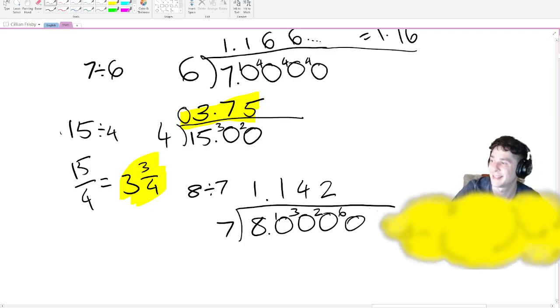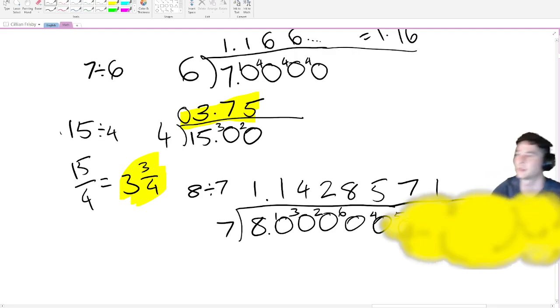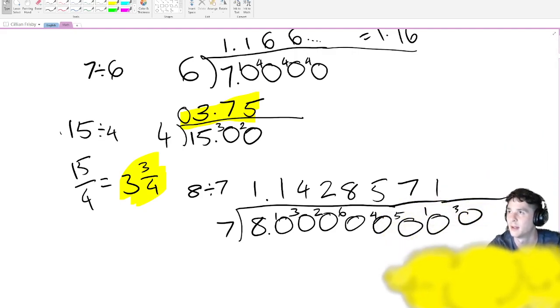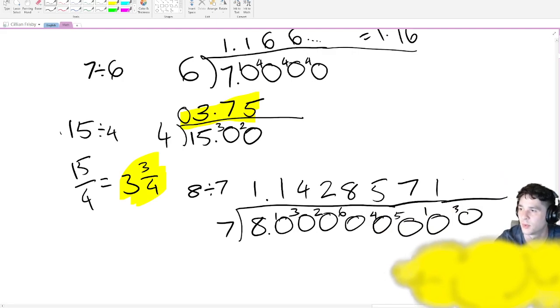7 goes into 60. Oh, can you beat me to it? 56 times. Sorry, 56, which is 8 times with a remainder of 4. 7 goes into 45 times with a remainder of 5. 7 goes into 57 times with a remainder of 1. 7 goes into 10 once with a remainder of 3. And in fact, you'll be able to see here, let me move my cloud out of the way, that we're actually beginning to repeat here.